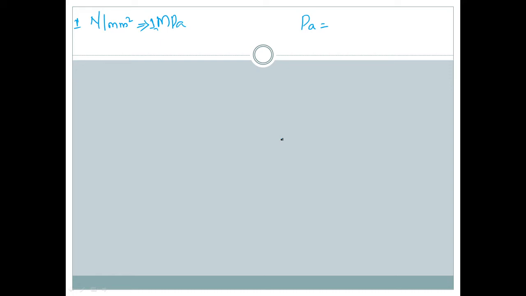Kg per meter second square. Let us write here kg per, someone says meter second, meter square second. Is it right?